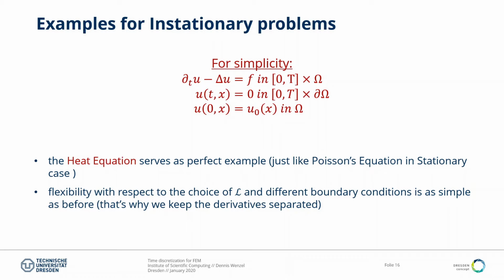Flexibility in the choice of L is still given. And of course, you can also include different types of boundary conditions if you want. And we will later on see that this is just done in the finite element part that we already have. So essentially, when you talk about different spatial derivative operators or different boundary conditions, this is just the same as before, so nothing changes there.